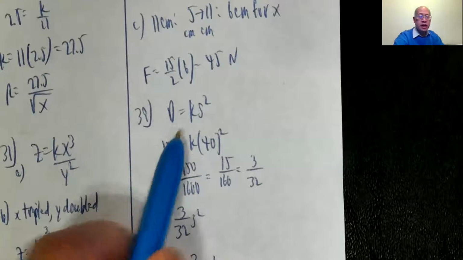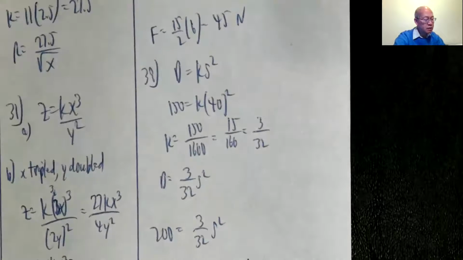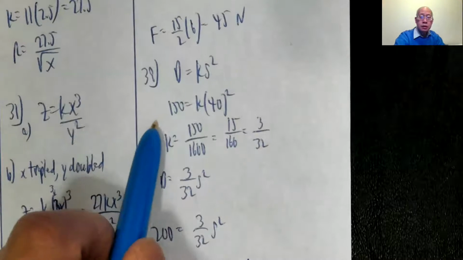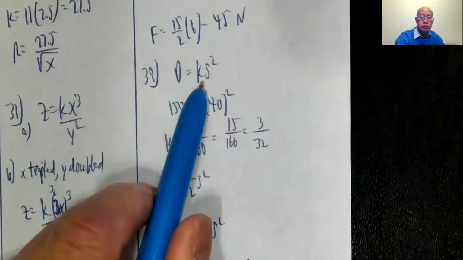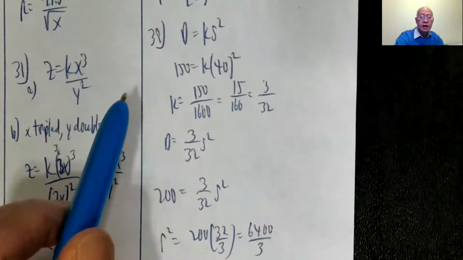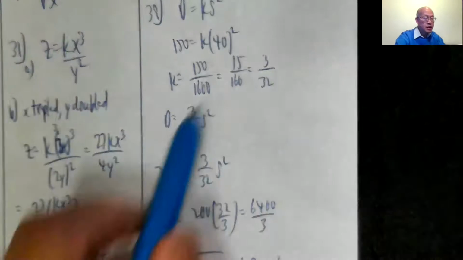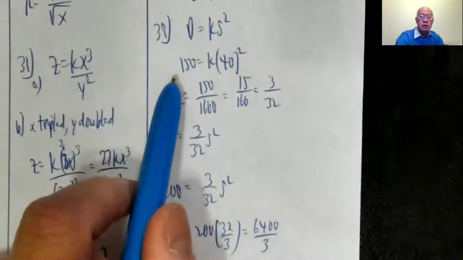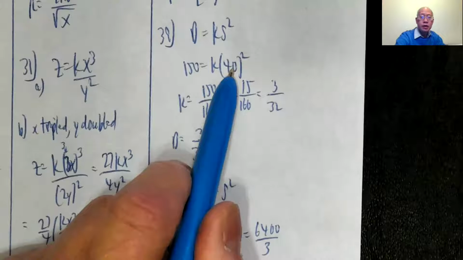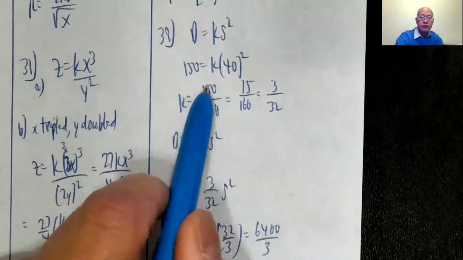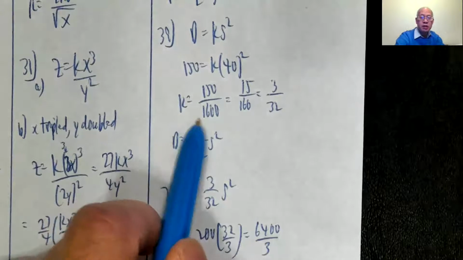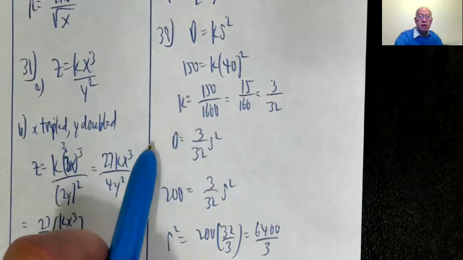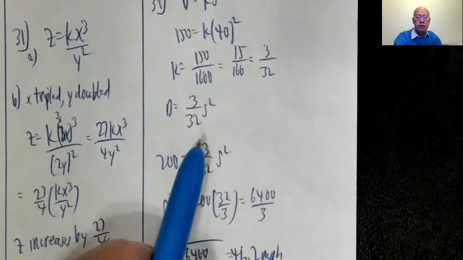And 39, D equals KS squared. So proportional to the square of S, the velocity. So plug in 150 here, 40 squared here. So K is 150 divided by 40 squared. That's 3 over 32. So D equals 3 over 32 S squared.